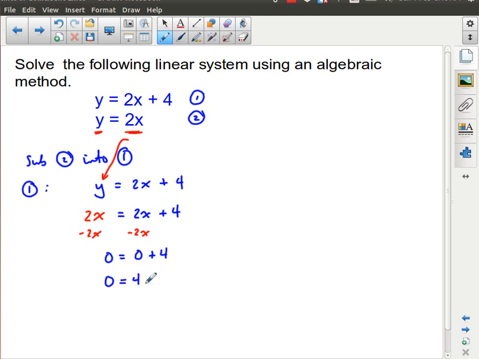And look what we've done here. By trying to solve this system, we have produced a mathematical statement that is obviously false. And if we have a false statement, then that means that this can't possibly be true. That means that there is no solution. So therefore we have no solution to our system.